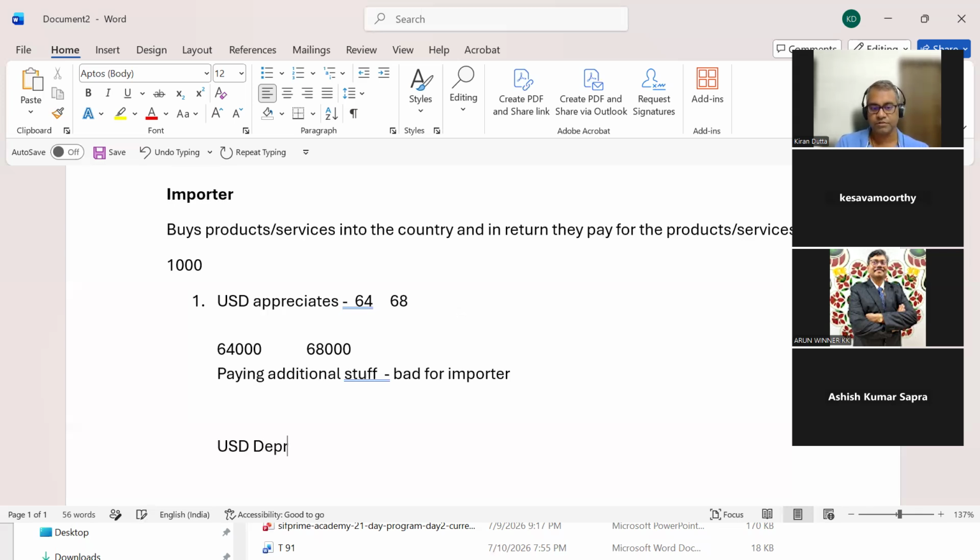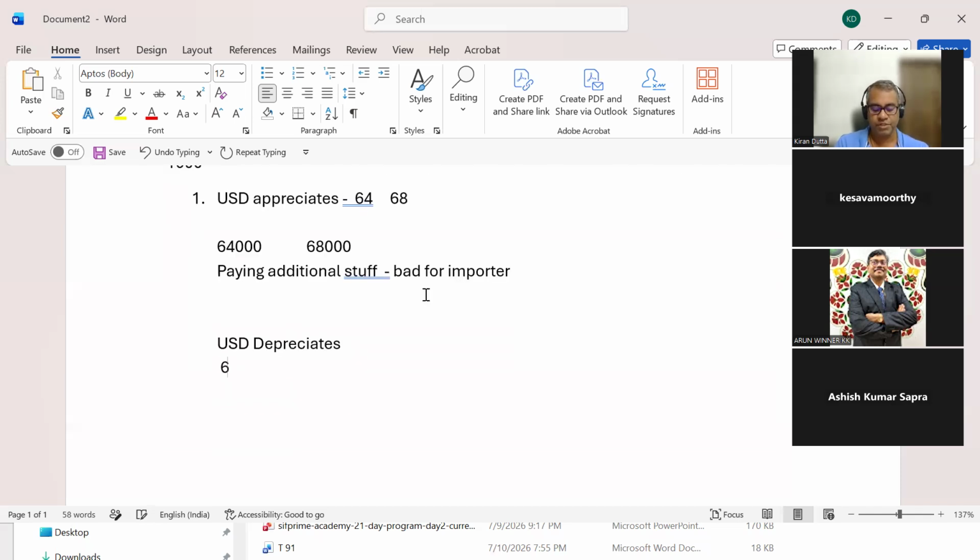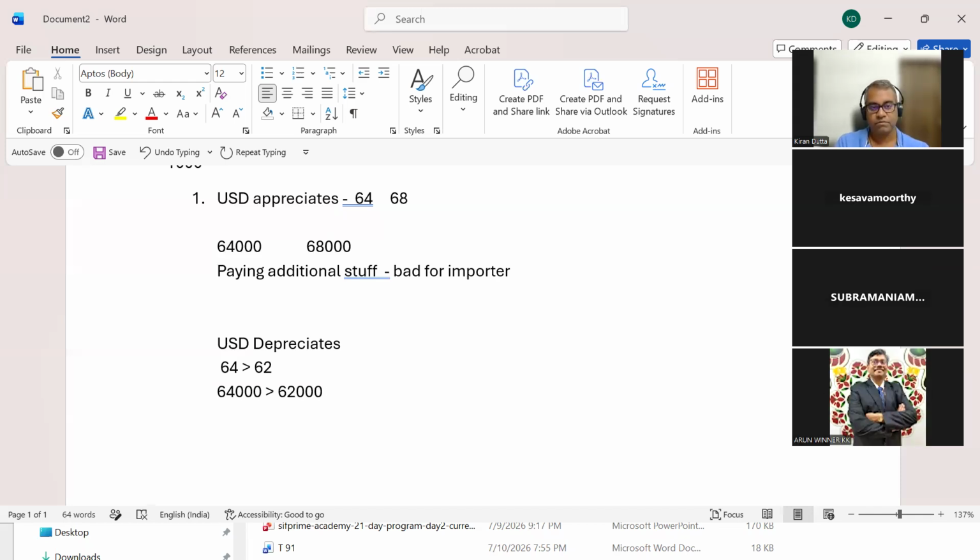Now, the reverse happens, right? USD depreciates. Say, imagine it becomes from 64 to 62, right? What happens? I have to pay initially 64,000. Instead, I will be paying 62,000 here, right? You get a profit of 2,000.